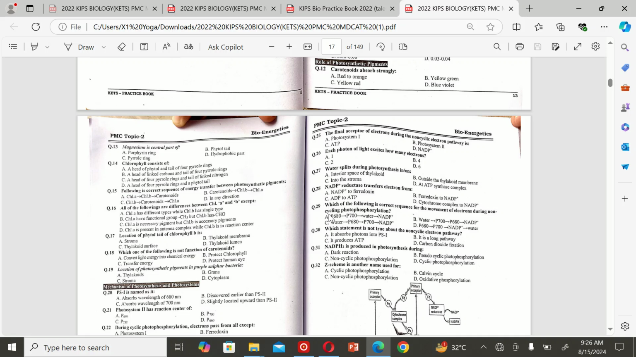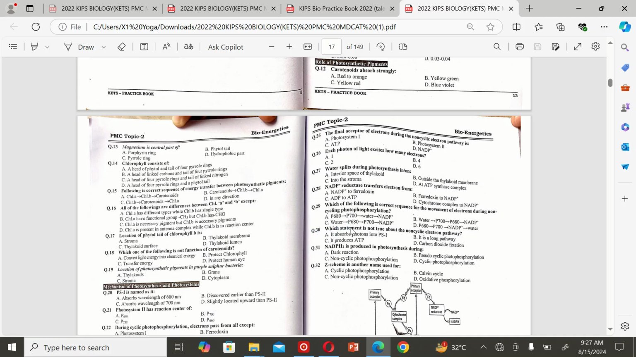The next MCQ is: which of the following is the correct sequence of the movement of electrons during non-cyclic phosphorylation? A. P680, P700, water, NADP plus. B. Water, P700, P680, NADP plus. C. Water, P680, P700, NADP plus. And D. P680, P700, NADP plus, water. So the correct option is C.